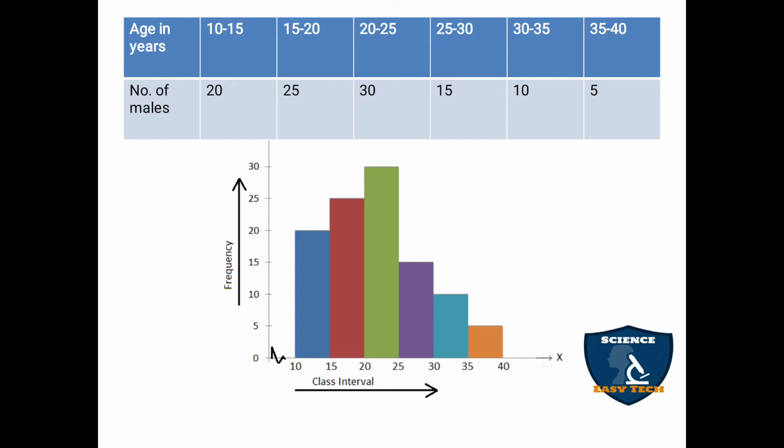In the x-axis, you can write age in years. Whereas in the y-axis, frequency is there, so you can write number of males, that is the frequency. If you are plotting it, you will get these rectangular columns. The diagram is rectangular columns. So this diagram is called a histogram.